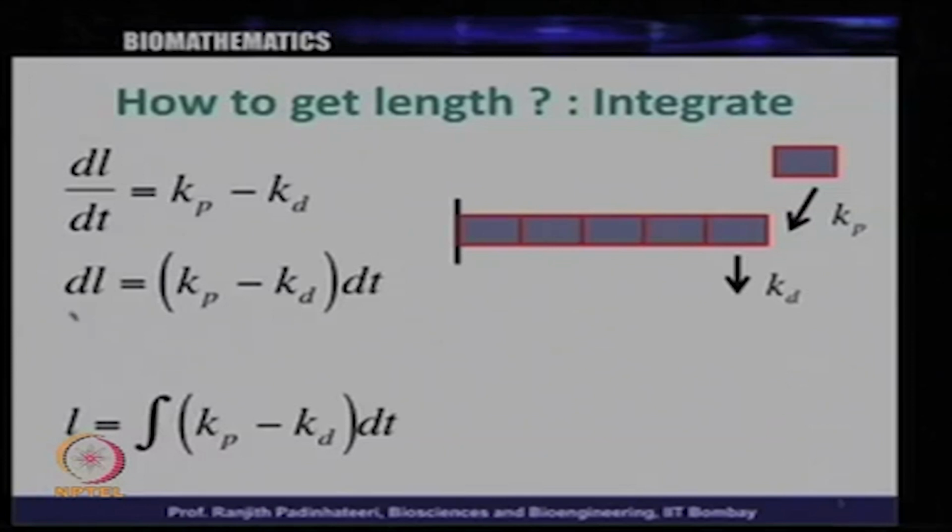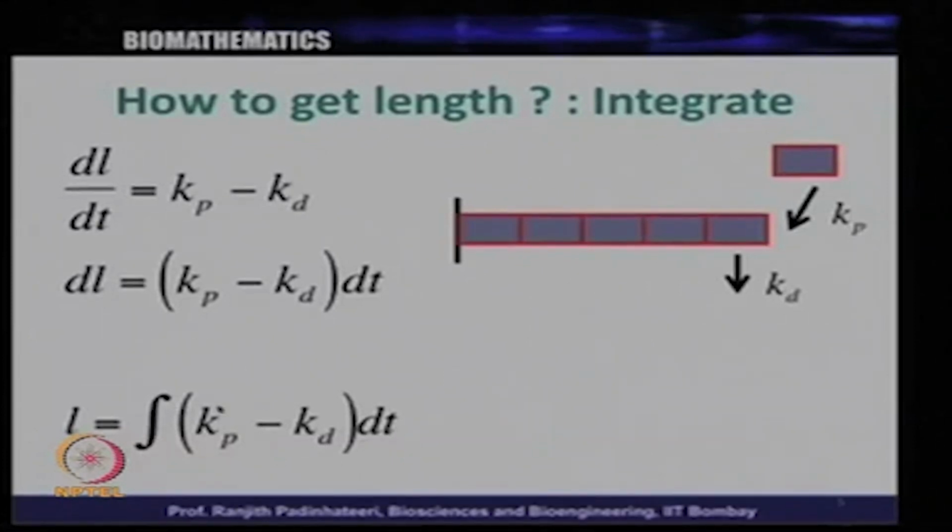Now, if you want to get L, the change in length, you do integration, and the symbol for integration, this calculation of integration is represented by this particular symbol here. So, this means integration. If you integrate this, the integral of (Kp minus Kd) dt will give you the length. So, this symbol is called integral.